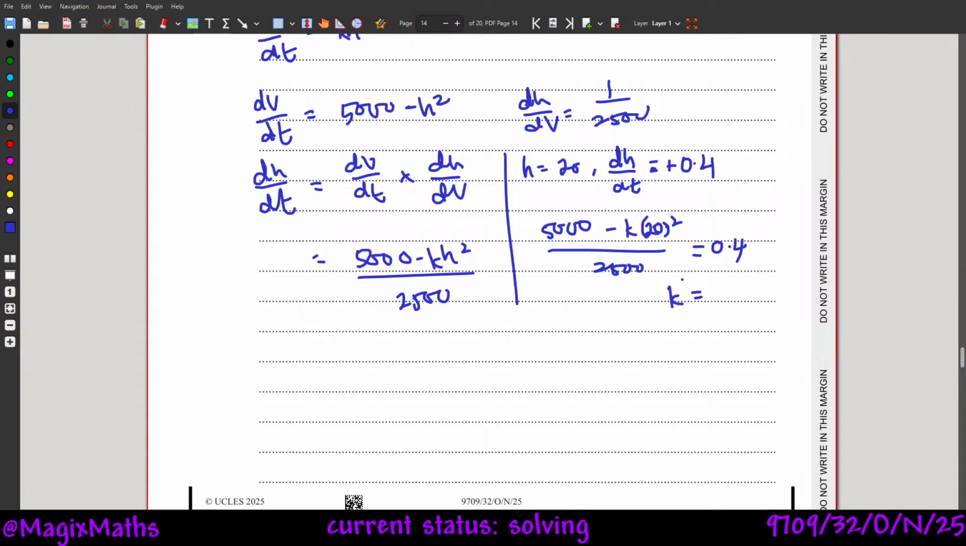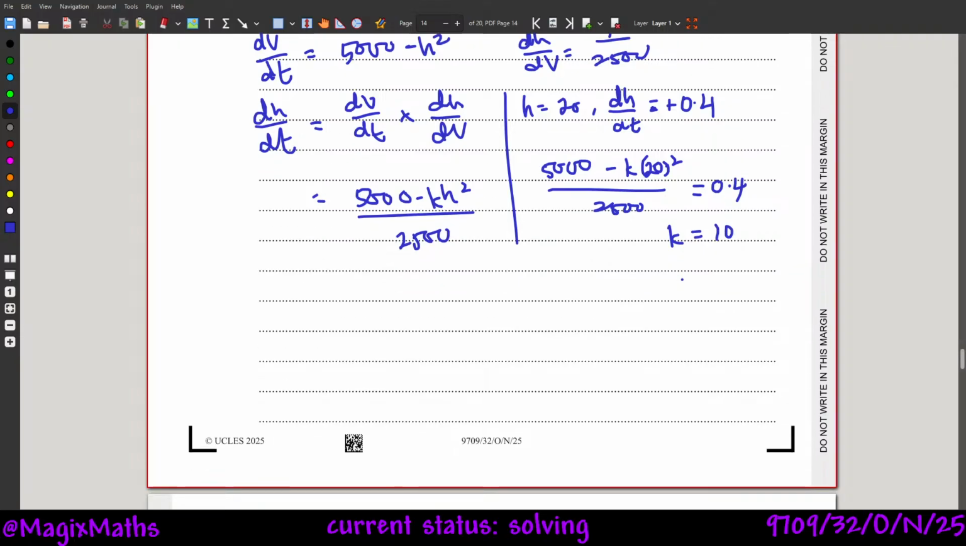So bear with me on this one. 5,000 minus k times 20 squared over 500 is equal to 0.4. Solving for k, we have k equals 10, and then we can substitute that back. So dh/dt is 5,000 minus 10h squared over 500, and that's equal to 10 minus h squared over 50.